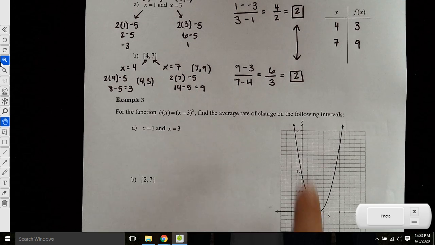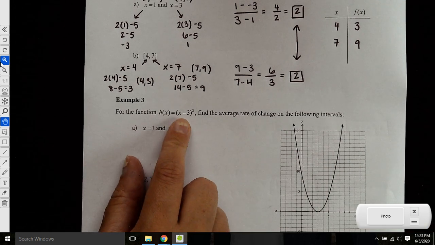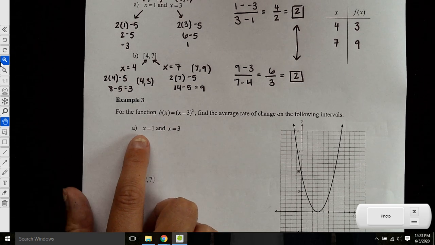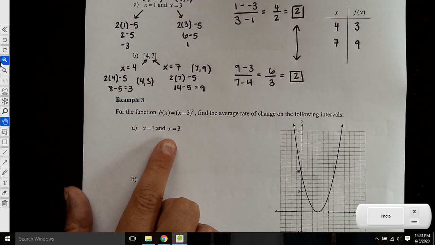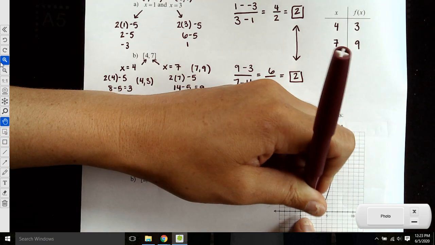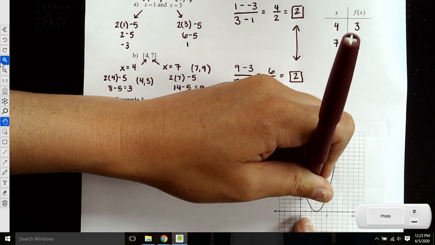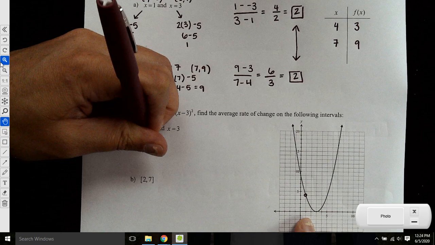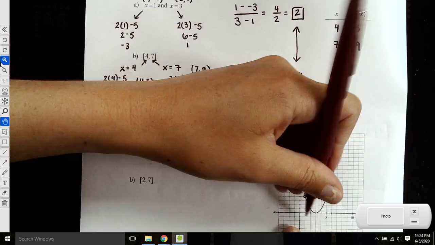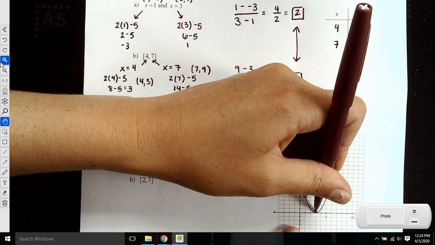So here I'm given a graph. I do have the equation, but I don't necessarily need to use it. I'm looking for the interval from 1 to 3. So from 1 to 3, what I do is I find the points where x equals 1 and x equals 3. So at x equals 1, I look up to the line and I see the point 1 comma 4. Where x equals 3, 1, 2, 3, I see the point 3 comma 0.